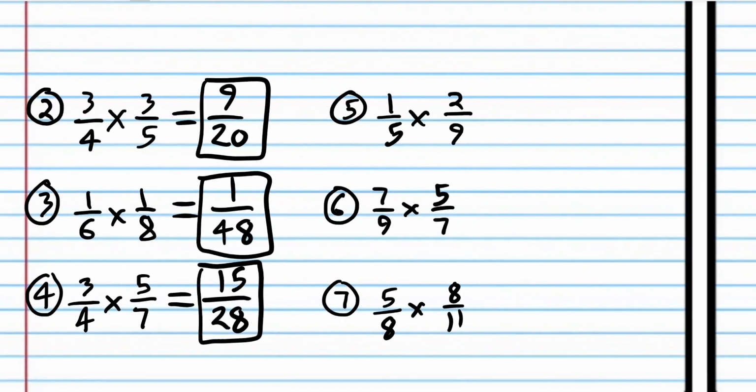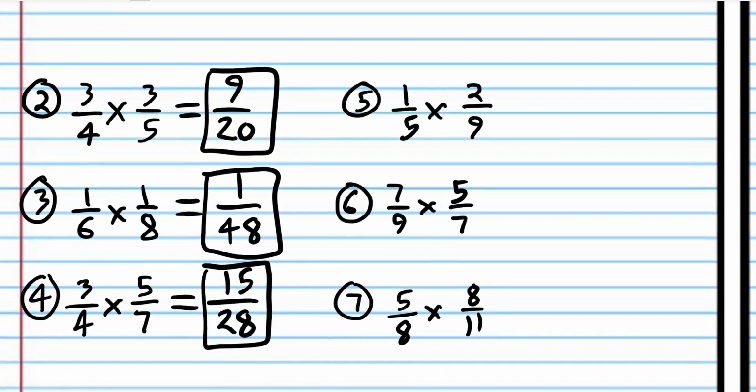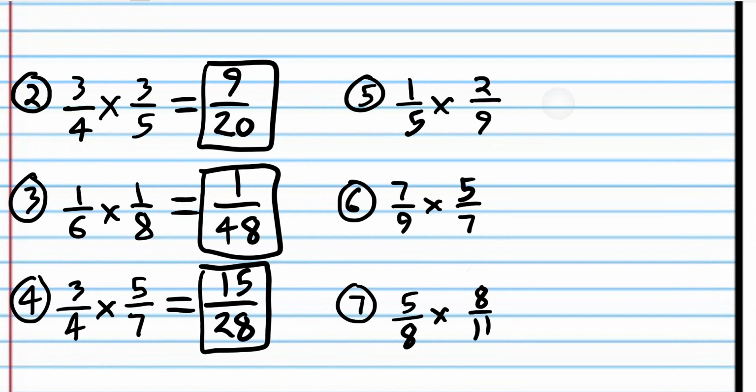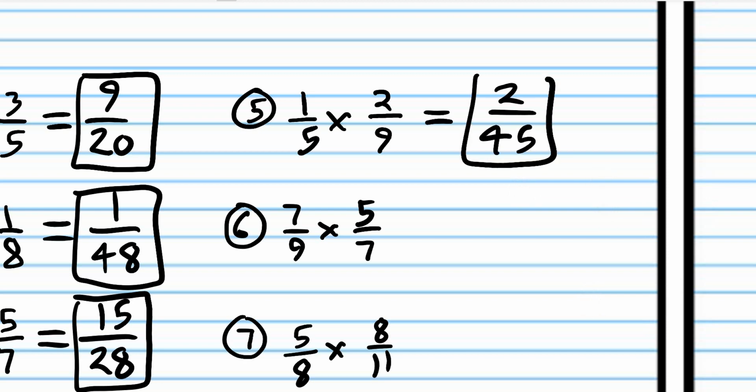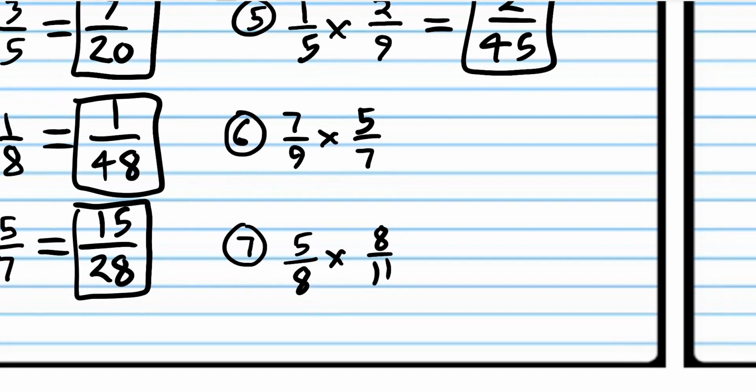If you didn't get the right answer, that's fine. Just go back and figure out what you did wrong. All right, number 5. Try number 5, pause the video, and when you come back, we'll do it together. All right, we're back. 1 times 2 is 2. 5 times 9 is 45. There you go. If you didn't do it correctly, go back and figure out what you did wrong. And on to the next problem.